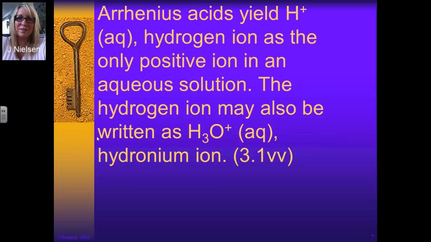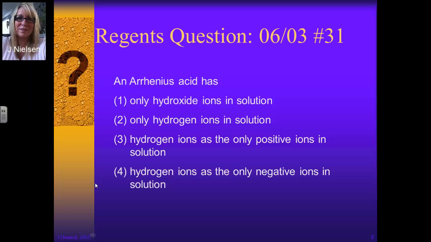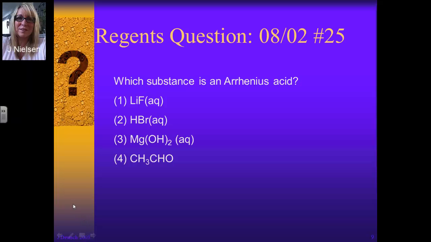Arrhenius acids yield H+, the hydrogen ion, as the only positive ion in an aqueous solution. The hydrogen ion may also be written as H3O+, hydronium. An Arrhenius acid has hydrogen ions as the only positive ion in solution. Hopefully you chose number 3. Which substance is an Arrhenius acid? Remember, you're looking for a compound that will dissociate to produce H+. Good, you chose number 2.